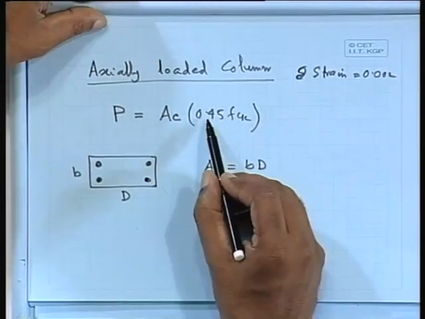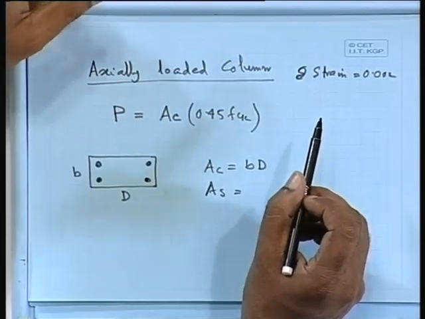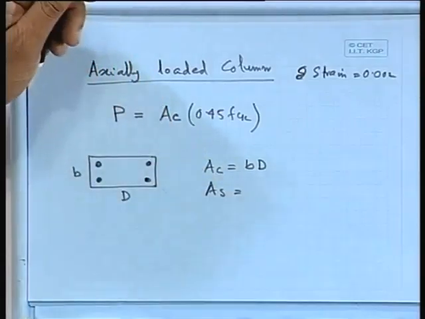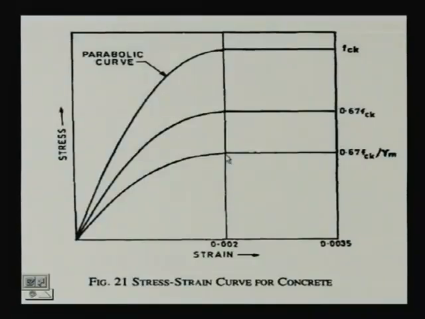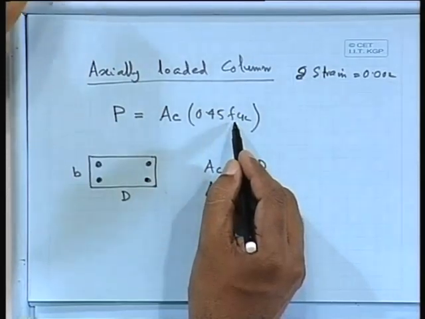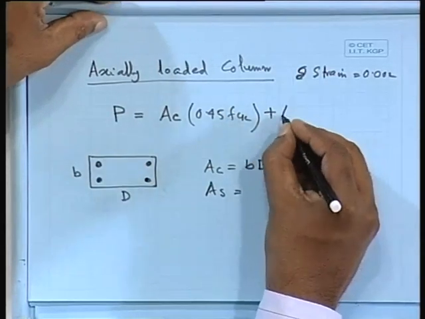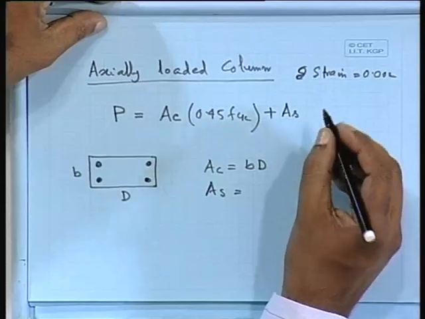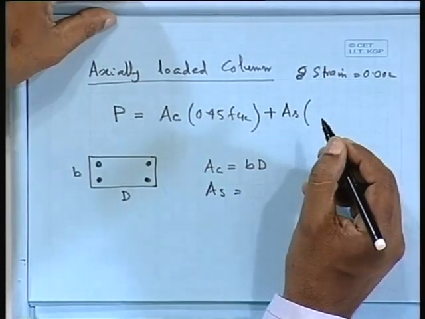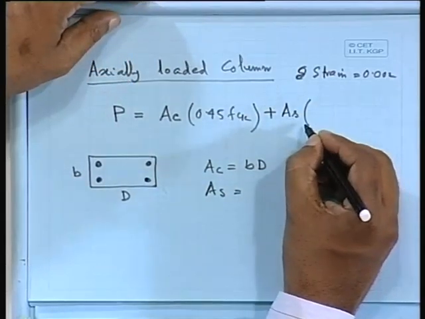What do we have to find out then? That means at 0.002 strain, what is the corresponding stress in concrete as well as in steel? In our case, we have already achieved the maximum allowable, and that is 0.45 fck. So area of concrete times 0.45 fck is the load that concrete can carry. Plus, what about the area of steel times the stress at 0.002 for Fe415? Here it may be different.